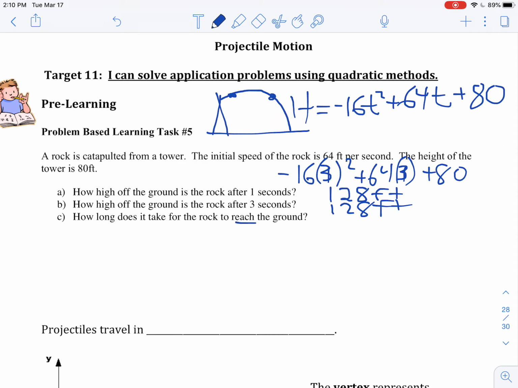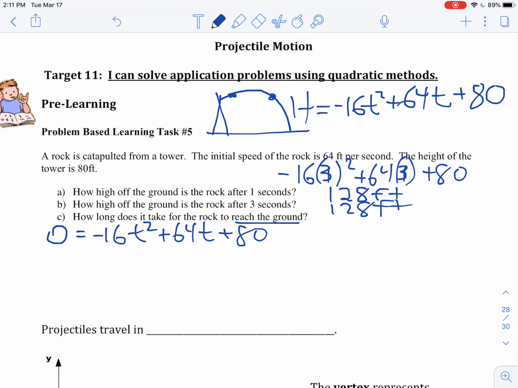C says, how long does it take for the rock to reach the ground? Well, the height of the ground is 0 feet. So instead of plugging in for t, I'm looking for t, and I'm looking for the t that makes h equal to 0. And whenever I'm solving for t, I either need to factor or do quadratic formula. This particular quadratic equation can be solved with factoring, but most can't.